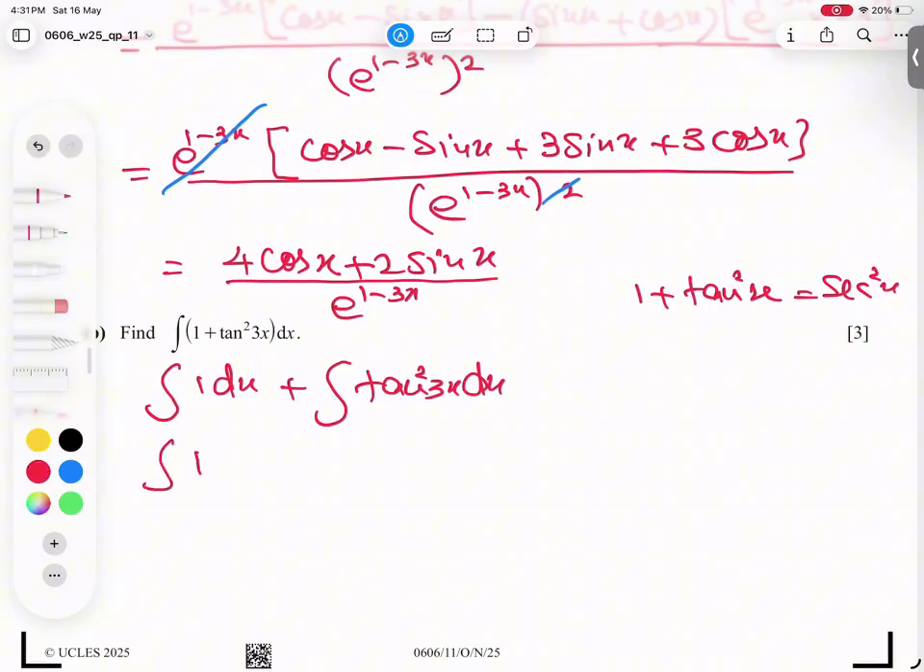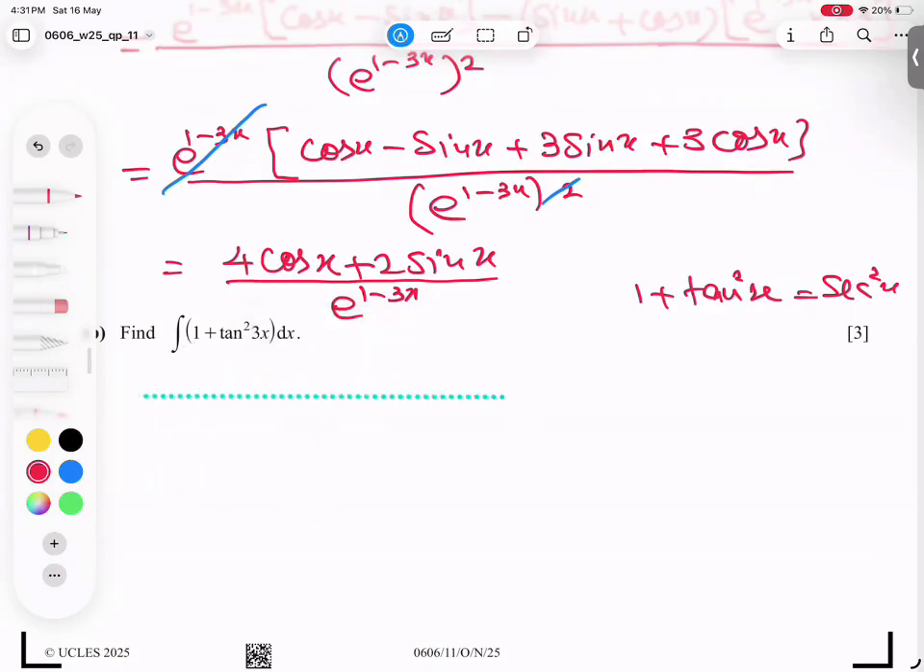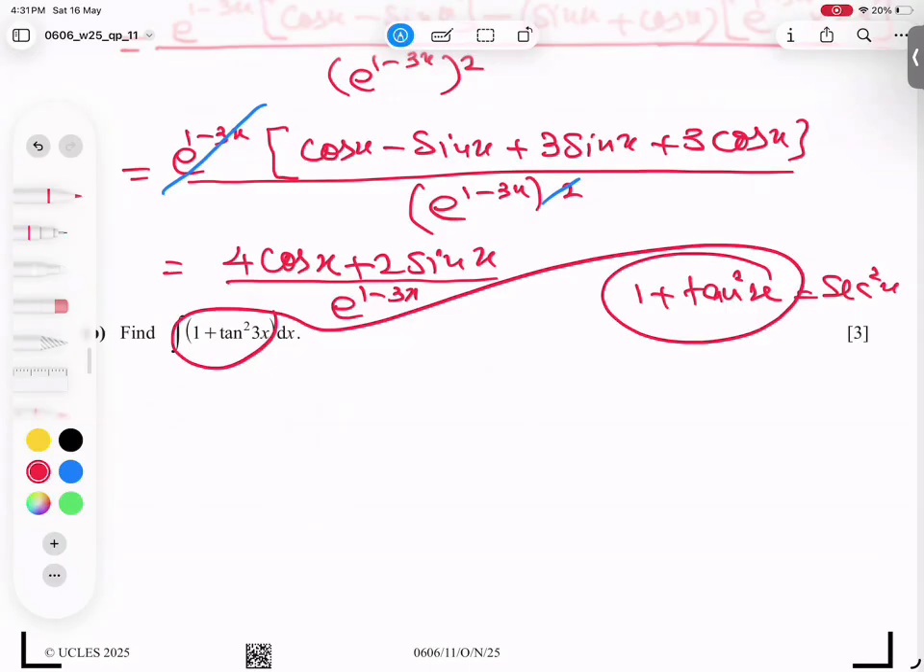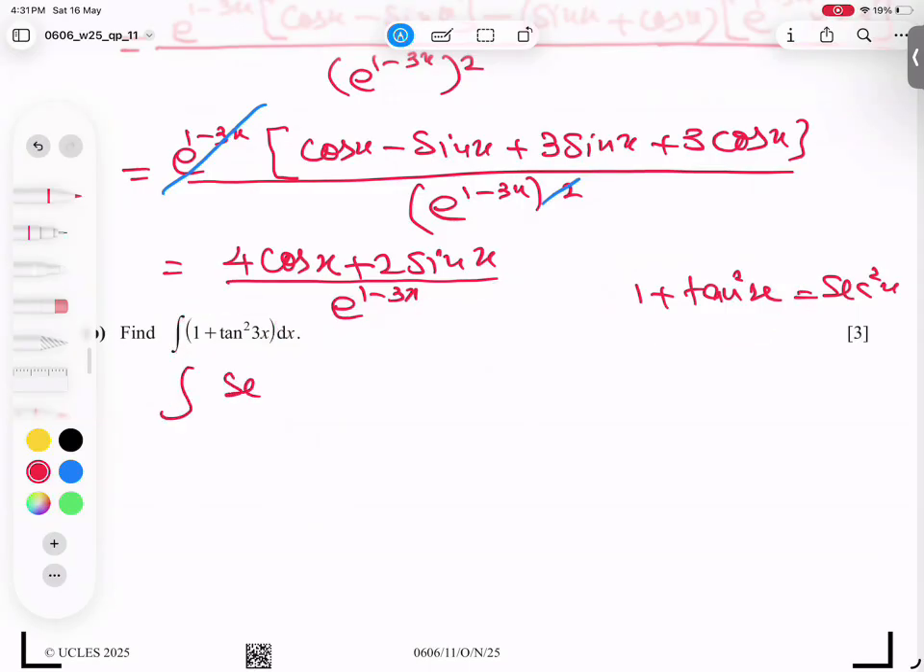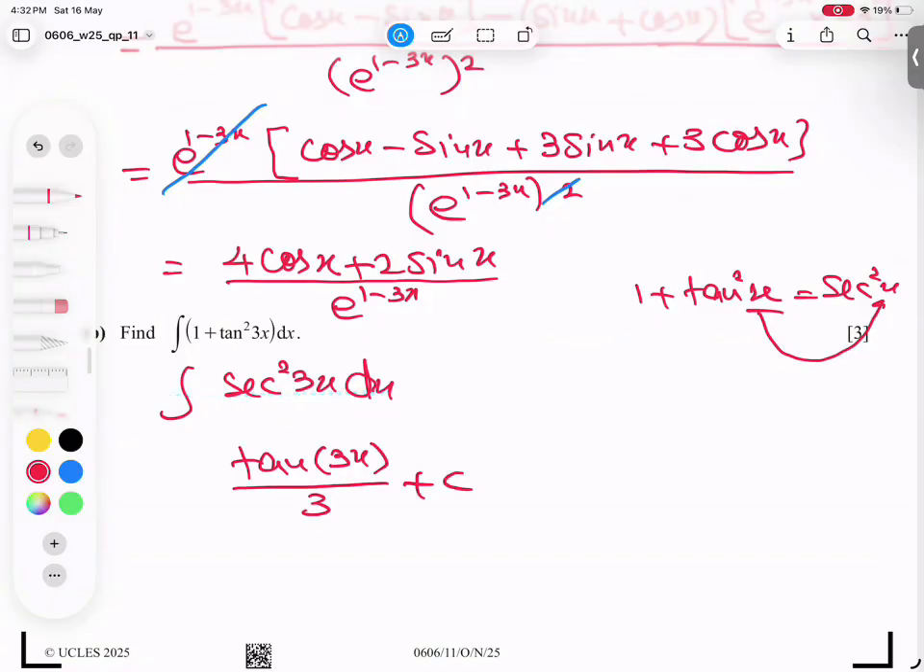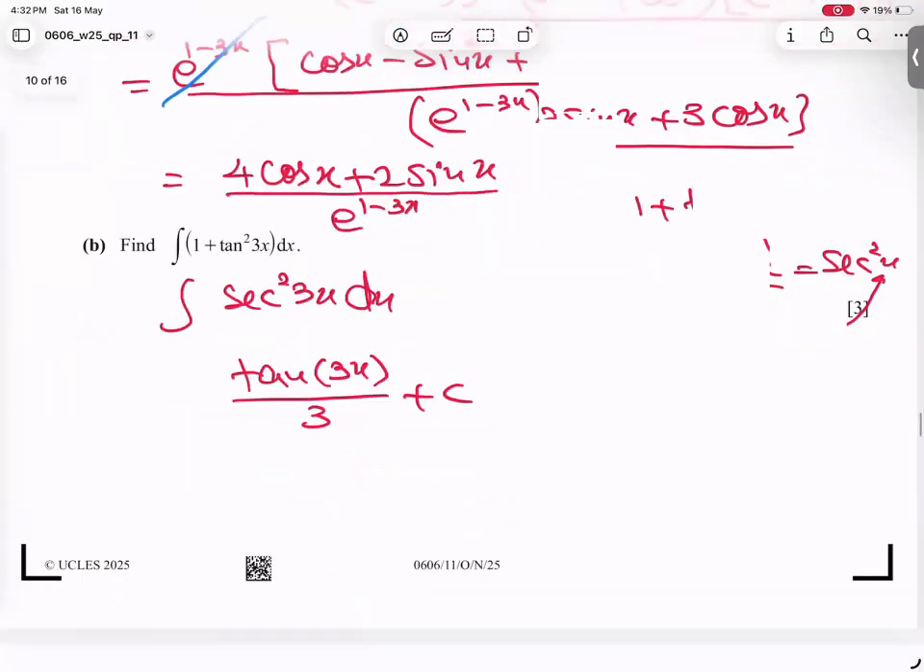Even I can write it directly also. You can see no problem at all. So this 1 plus tan square is equal to what? Secant square. Both are okay. What is the angle here? Same angle here. So now, what is the integration of secant square? That is tan 3x, but divide by 3. Why divide by 3? Because the angle differentiation goes down. So I hope the concept of the question is clear. And let's go for the next question.